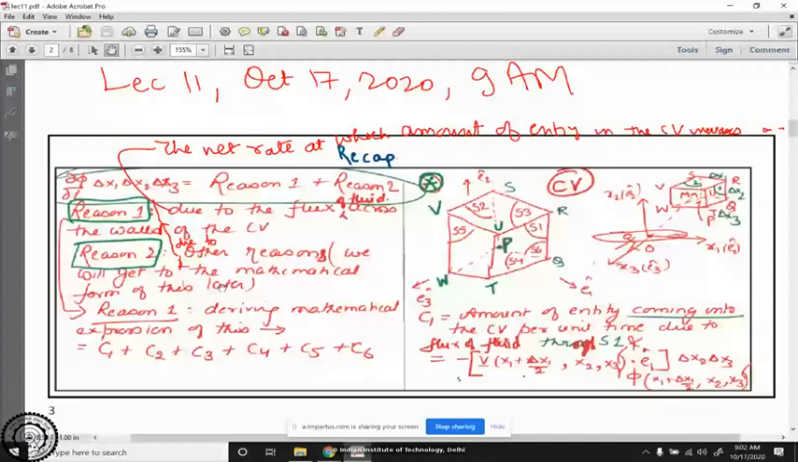We will get to the mathematical form of reason two later, but I started with reason one. So we want mathematical expressions for reason one. Since there are 6 surfaces and flux of fluid can happen across all of them, reason one should be the sum total of the individual contributions from the 6 surfaces. The indices appearing with C correspond to the surface numbers shown on this figure.